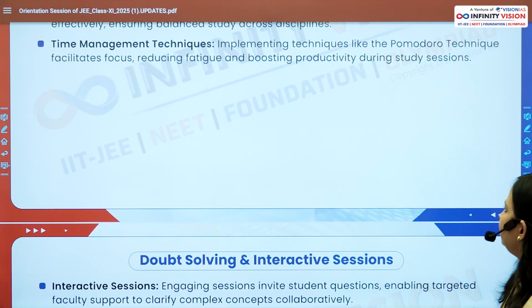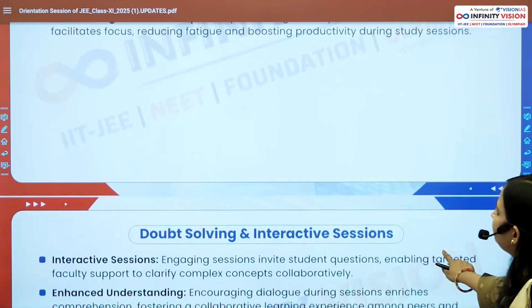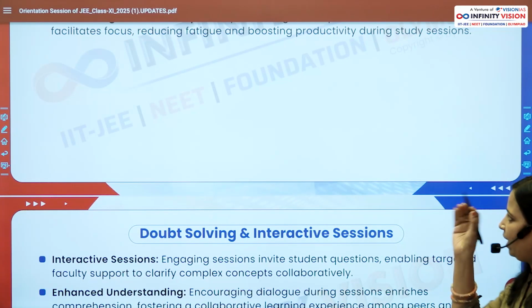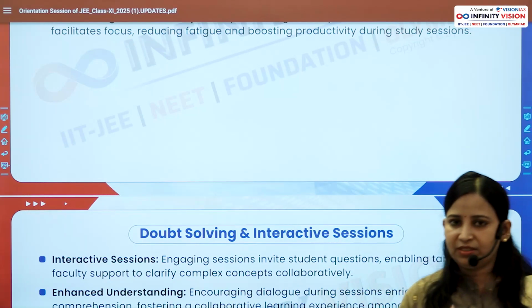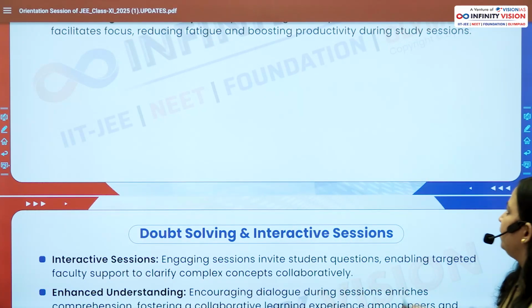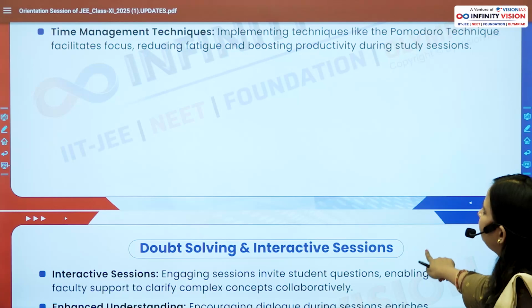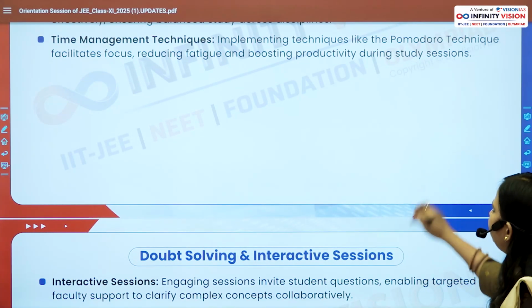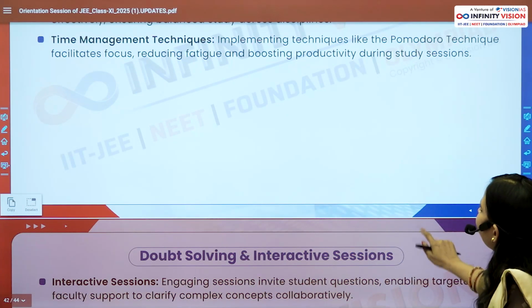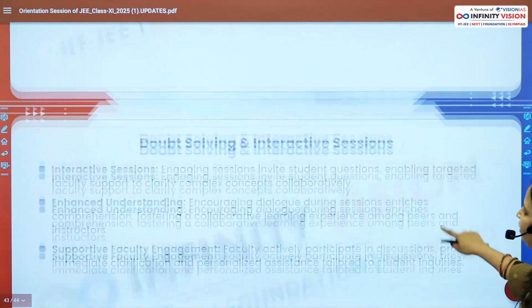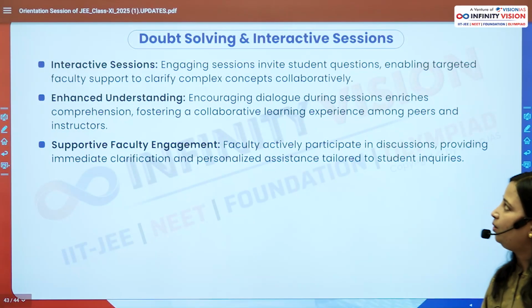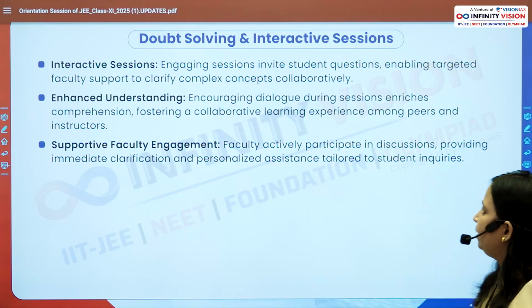In the 5-minute breaks, you can have some snacks, or you can have a walk, so that you can reduce your fatigue, improve your focus, and at the end improve your productivity during your study sessions. Okay, now doubt solving and interactive sessions.